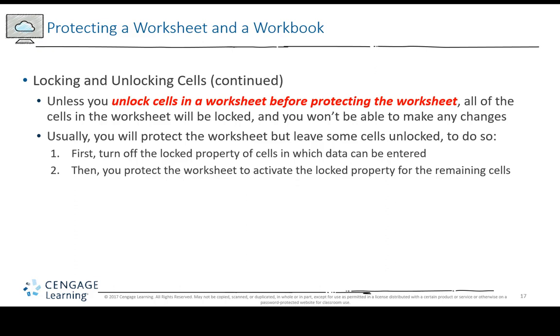Usually, you will protect the worksheet but leave some cells unlocked. To do so, first, turn off the locked property of cells in which data can be entered. Then, protect the worksheet to activate the locked property for the remaining cells.